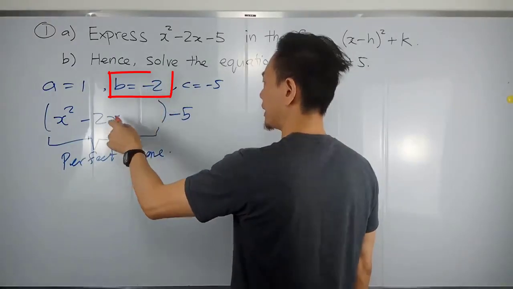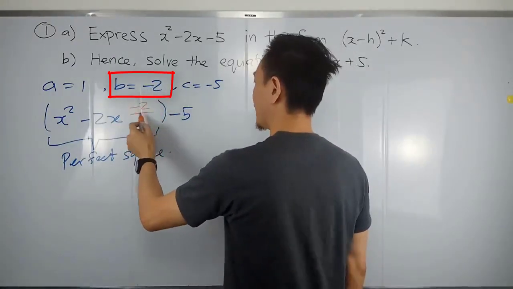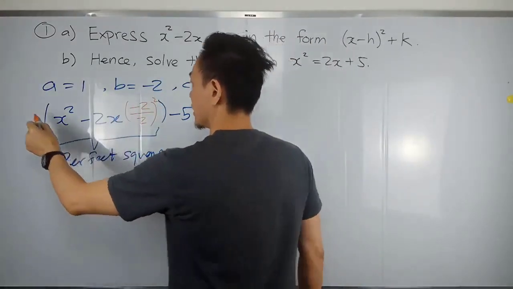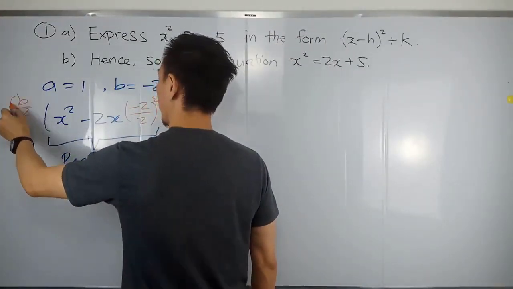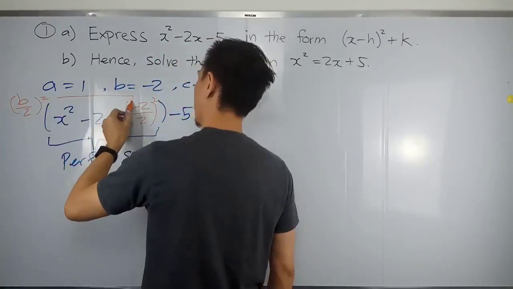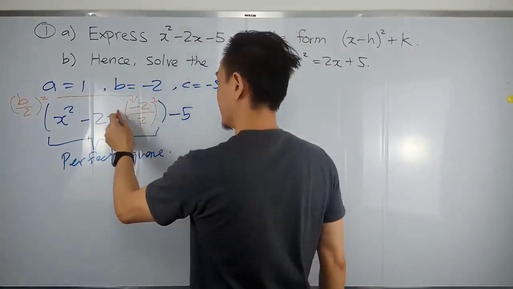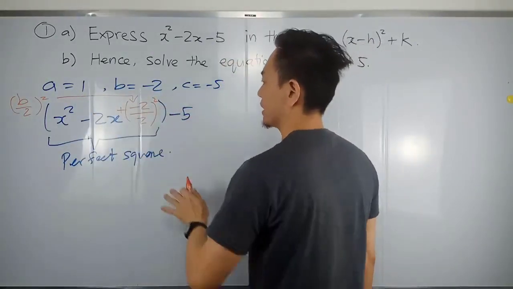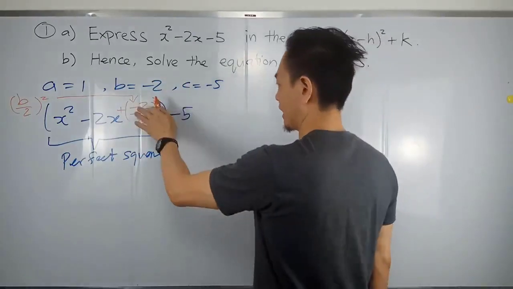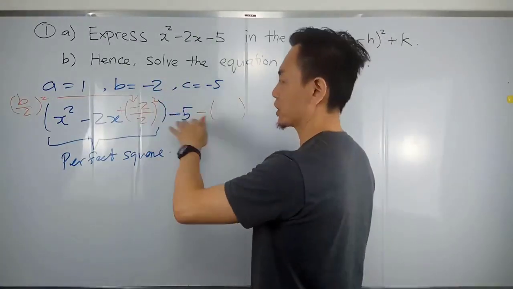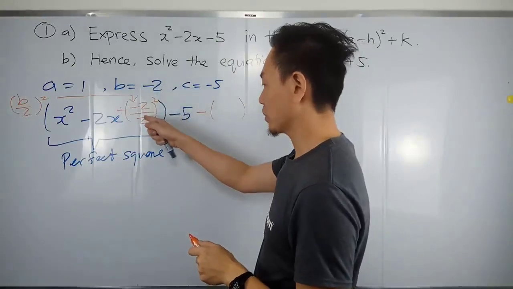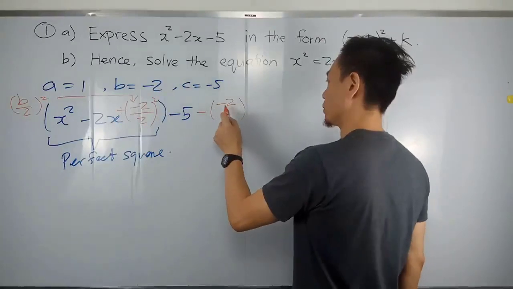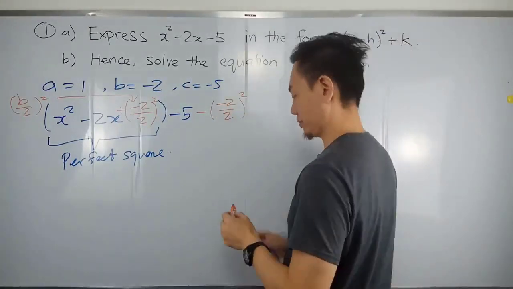Now let's look at this. The b is negative 2. We're going to divide it by 2 and then we're going to bracket square it. So this here is b over 2 bracket square. And this is added to the expression here. Now we cannot make this just appear out of nowhere. If we add here, we have to subtract here. Then the entire expression, nothing is changed. You can see that there's a b over 2 bracket square plus, and then there's a b over 2 bracket square minus. So we have minus 2 over 2 bracket square, minus.